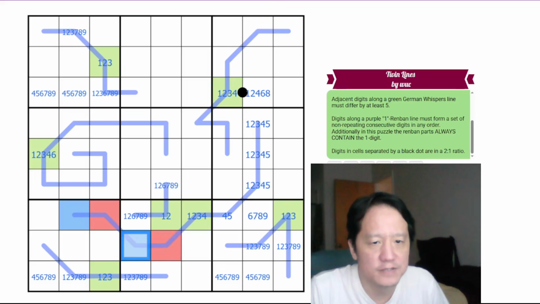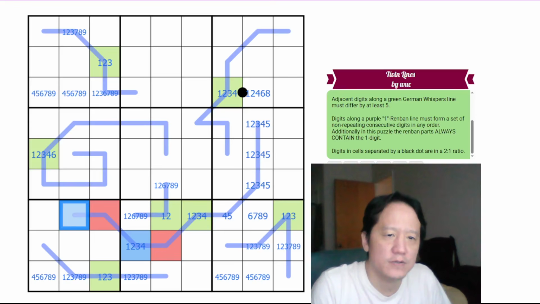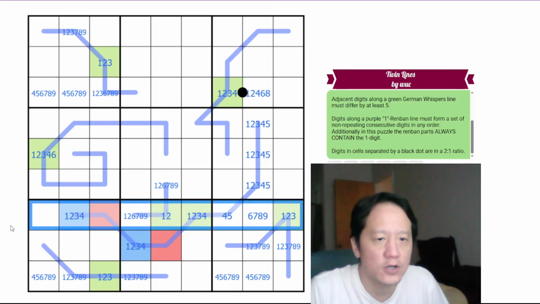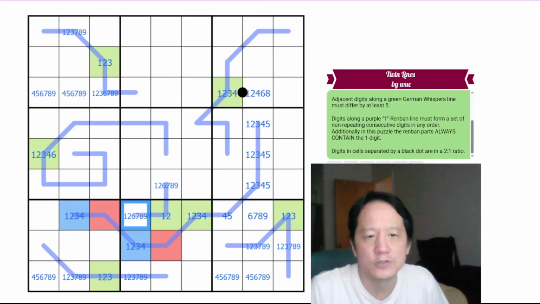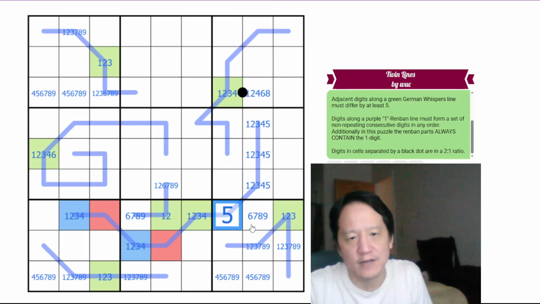This is high, this is low. That's 1 through 4. This is low. This is 1 through 4. We have a 1 through 4 quadruplet in row 7, which eliminates 1 through 4 in the rest of the row. So this cannot be 1 or 2. It's 6, 7, 8, or 9. This can't be 4. It's 5.